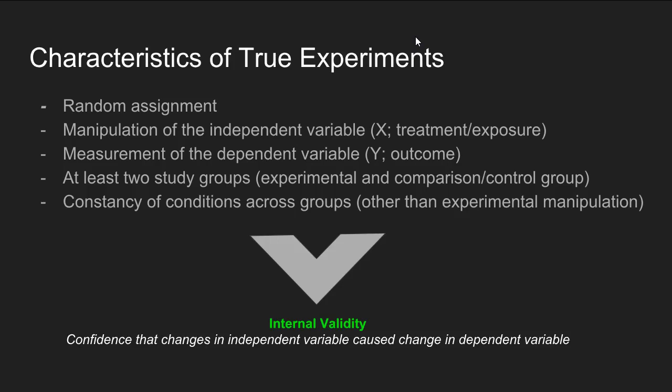By establishing all of these characteristics, if you follow to a T all of these criteria for true experiments, you'll be able to be confident that you have a sound experimental design. You'll have strong internal validity, that you followed the criteria of experiments. If you have statistically significant results for your experiment, you can be confident that changes in your independent variable, that exposure to that treatment, caused change in your dependent variable or the outcome of interest.